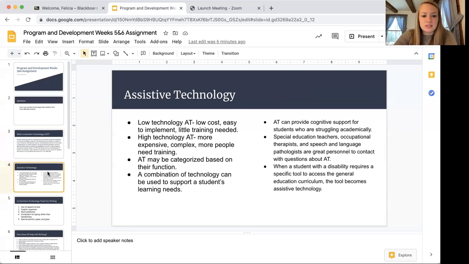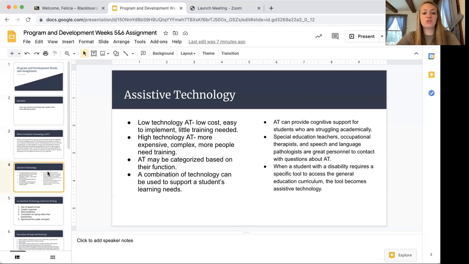So a little bit more about assistive technology. It can be high tech or low tech, like I said before. Low technology is very low cost, it's easy to implement, and there's very little training needed. So this could be highlighters and pencil grips and line readers, stuff like that, that it's really easy to access. The student doesn't need much training and the teachers don't need much training. But high technology is definitely more expensive. You're looking at more complex programs. You're going to have to train more people: teachers, the student, and probably the family.